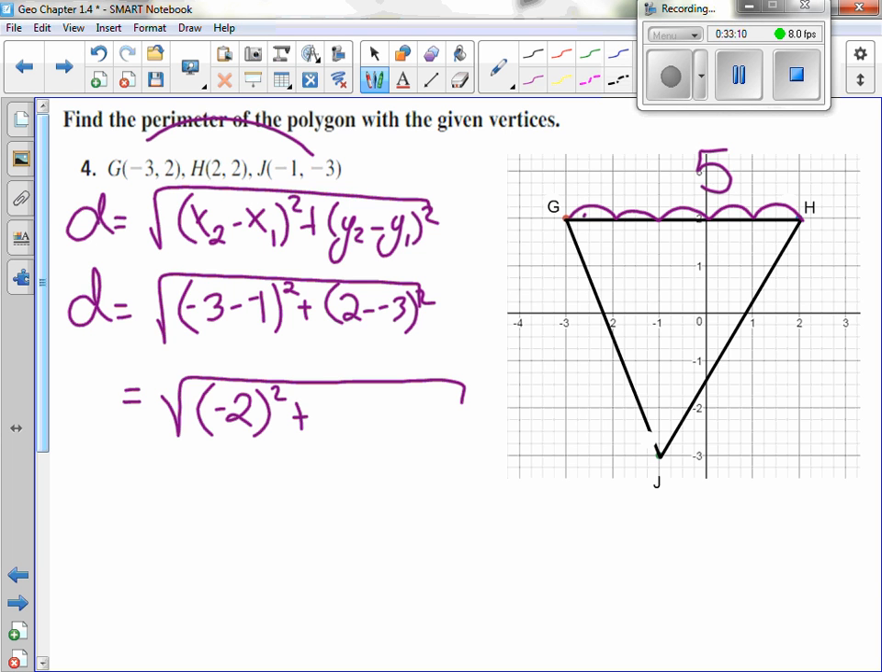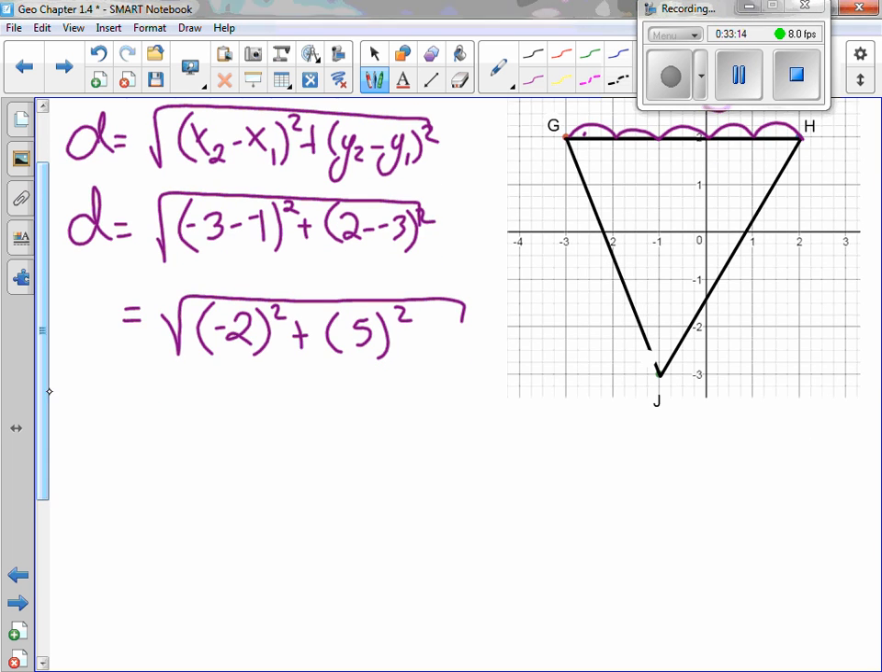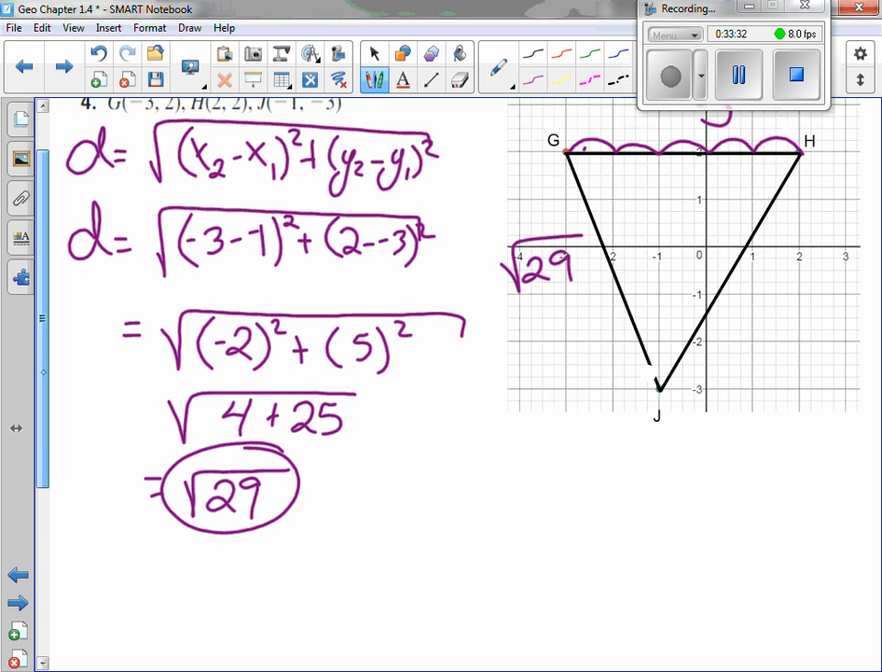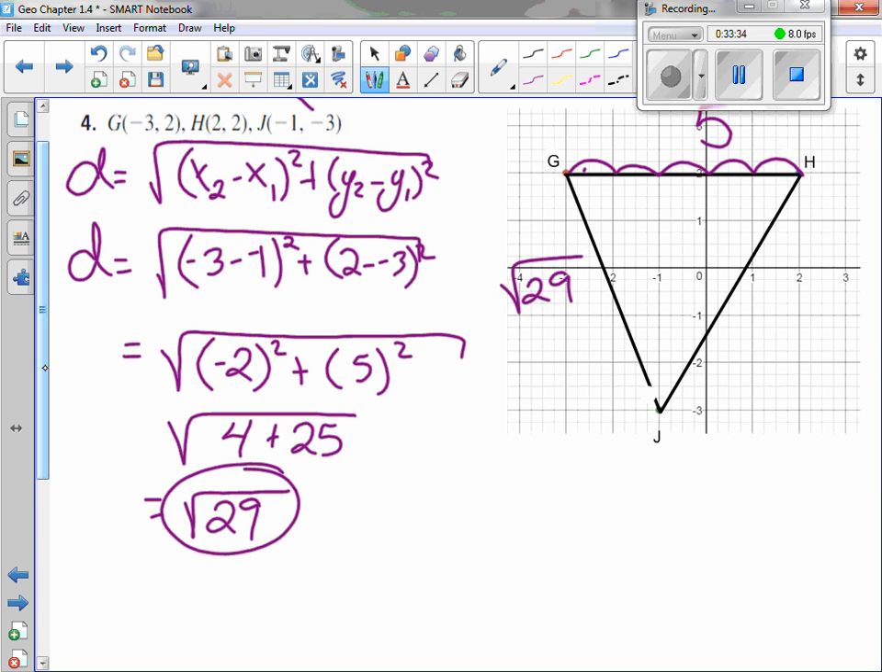Squared plus 5 squared. -2 squared is 4. 5 squared is 25. So we get 29. This here is the square root of 29. Now we need to do this one more time.